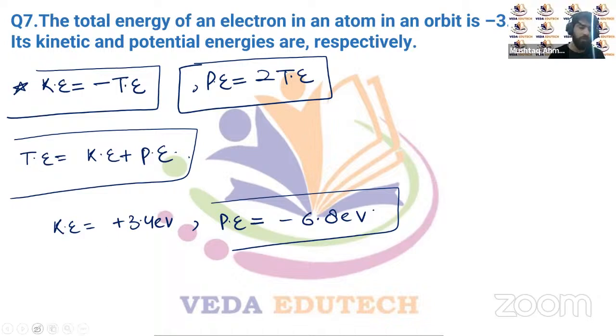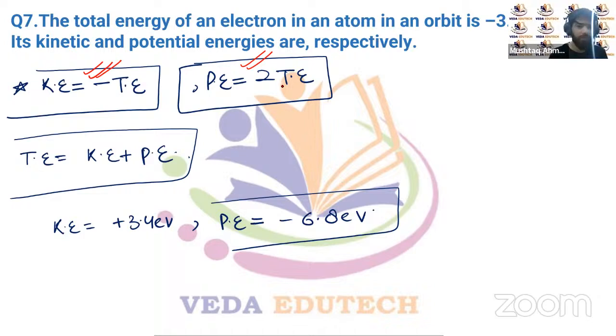So these are the two important relations with respect to the hydrogen atom, between the kinetic energy and the total energy, and between the potential energy and the total energy, right? So these are the important relations, right? And you can see here between the kinetic energy and the potential energy, right?